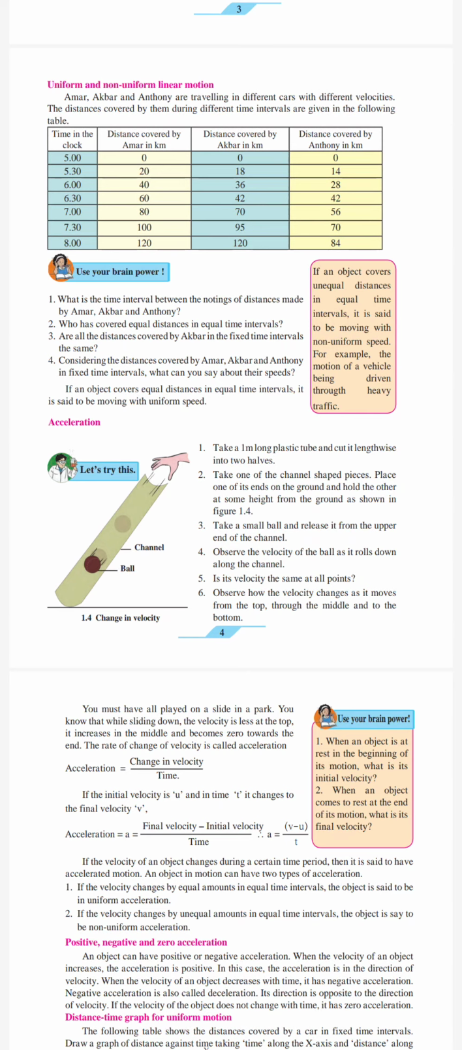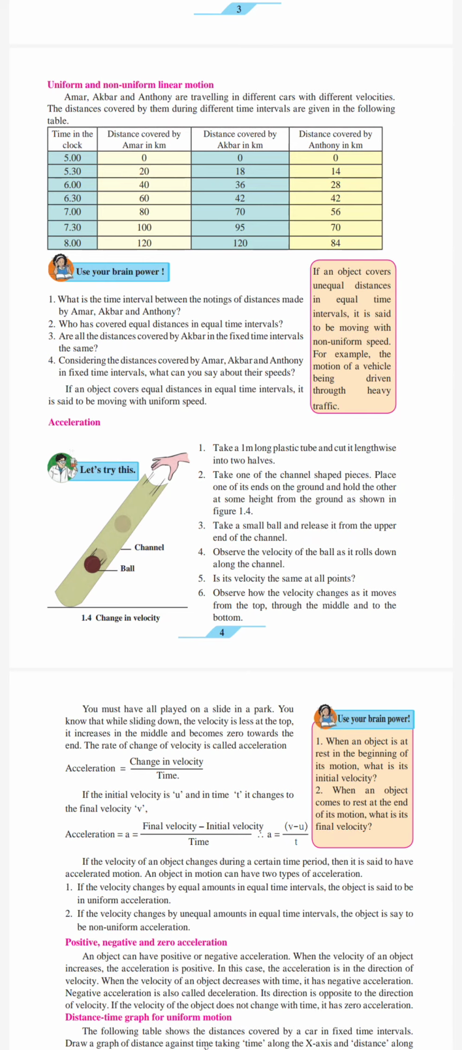Now the distance covered by Anthony, just look. At 5 o'clock, 0, the initial position, but at 5:30 the distance covered by Anthony is 14, then 28, 42, 56, 70 and so on till 8 o'clock. Here just look at the difference at every half hour: 14, 14, 14 kilometers. The distance covered by Anthony at every half hour is 14 kilometers. So Anthony's motion also comes under uniform linear motion.